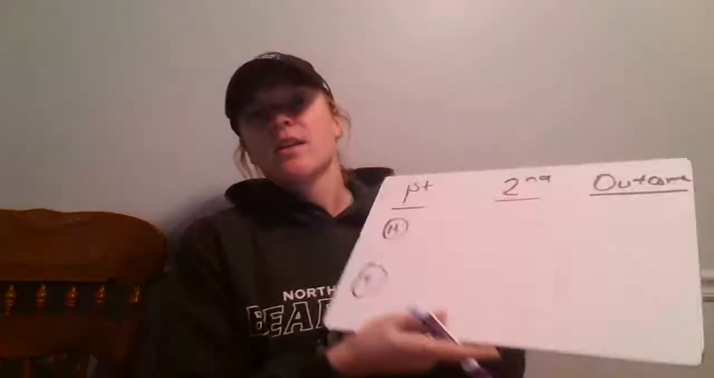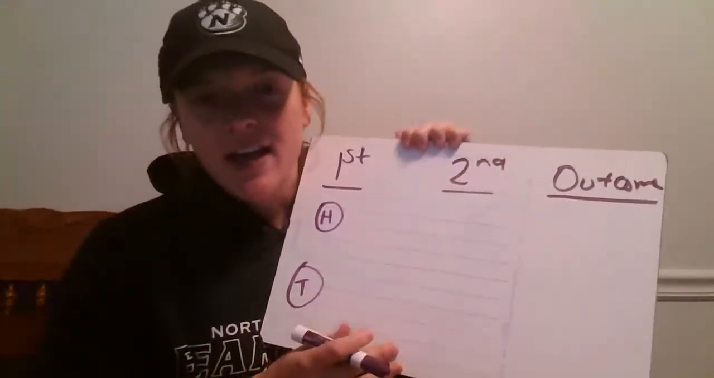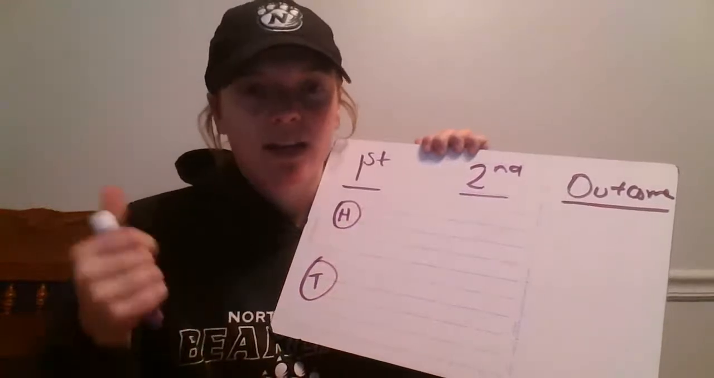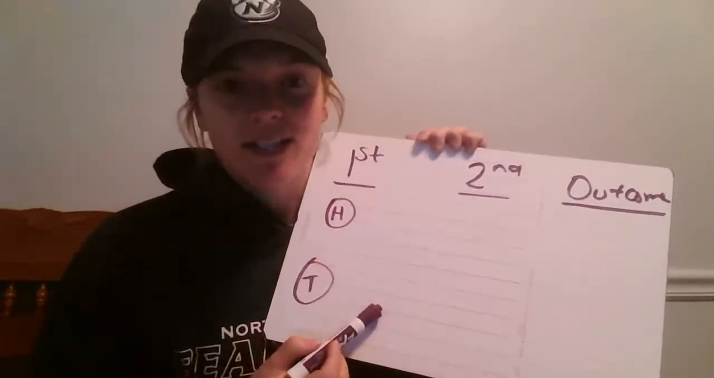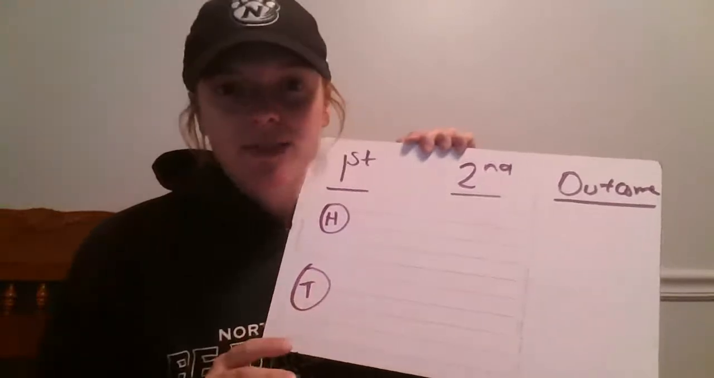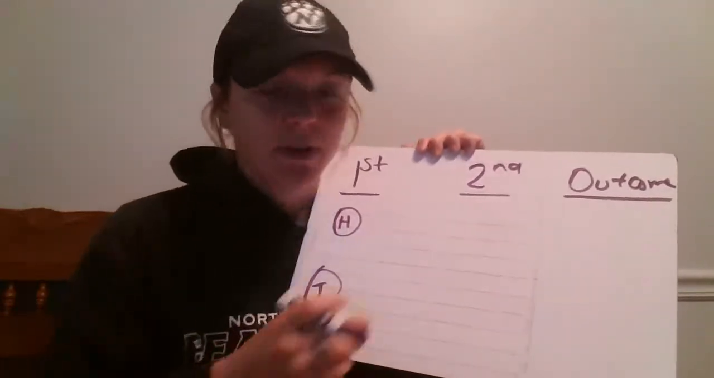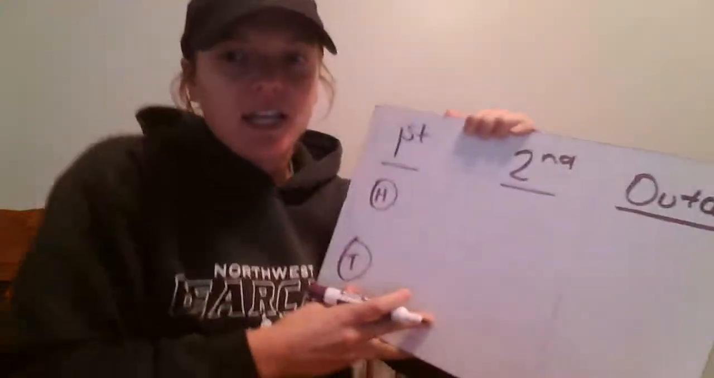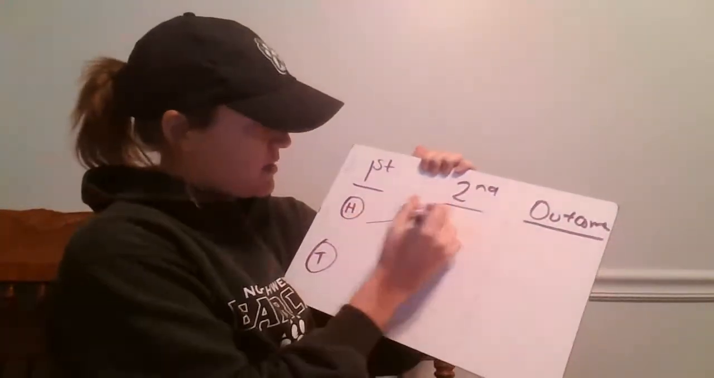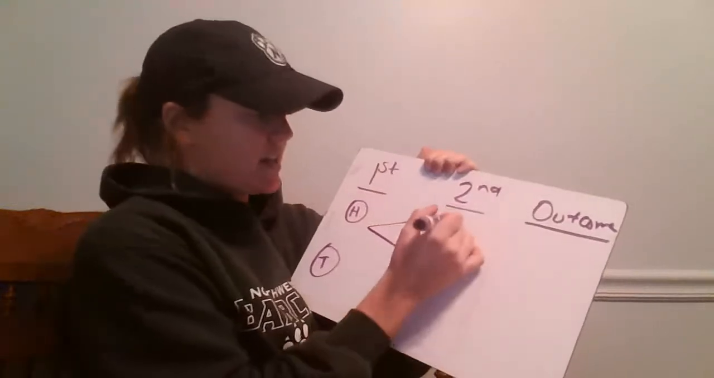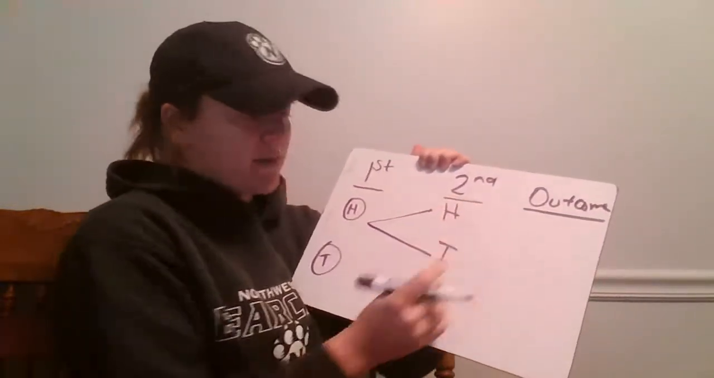So looking at example 2, it says a coin is flipped twice. Make a tree diagram showing all possible outcomes. Okay, so the first thing I'm going to do is flip it and it's either going to be heads or it's going to be tails. Those are the only two outcomes that I can have. Now, if I flip it a second time, this is where the tree diagram comes in. The second one also has two different choices. It can still be heads or it can be tails, okay?